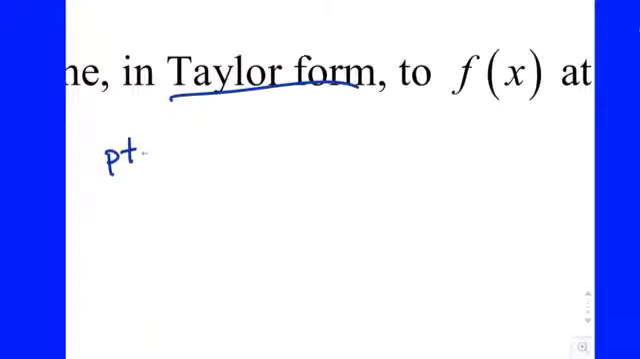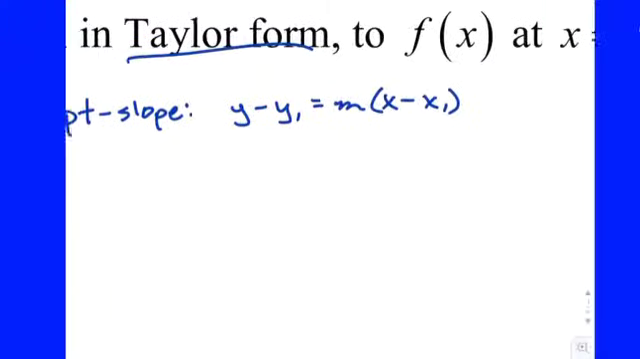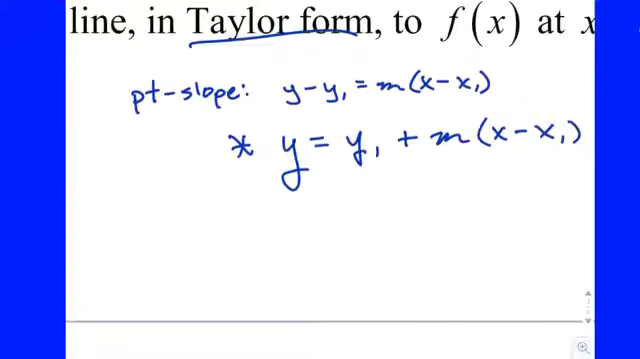If you remember your point slope form, it was y minus y sub 1 equals m times x minus x sub 1. And that really just comes from the definition of slope. m is the change in y over the change in x. The only difference between this and Taylor form is we add the y1 to both sides. So here's the Taylor form that we're going to use: y is equal to y sub 1 plus the slope times x minus x sub 1. That's Taylor form.